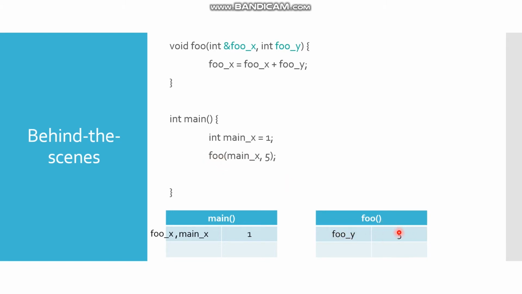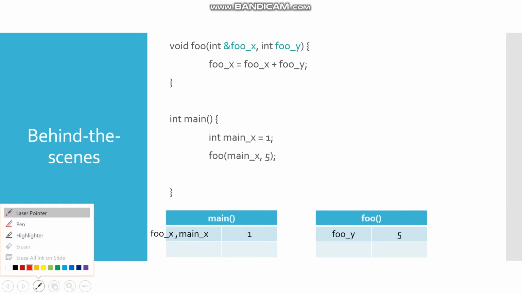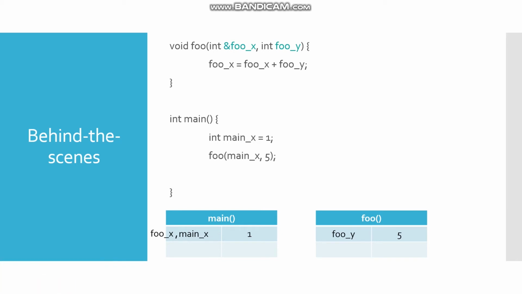foo y has a value of 5 because it's passed by value. So it copies over 5 and it has 5 over here. And foo x, because it's passed by reference, we can think of it as an alternate name for main x. So foo x and main x refer to the same memory location here. foo x plus foo y is 6, and 6 is assigned to foo x. So foo x updates the value here to become 6. So, yeah, it becomes 6 here.